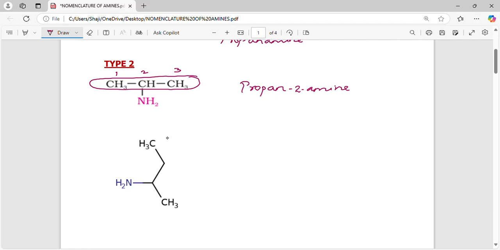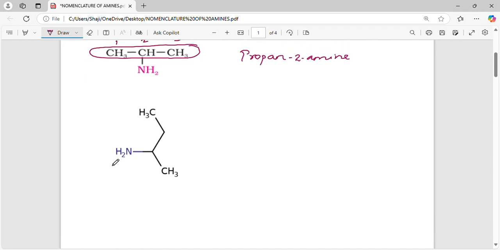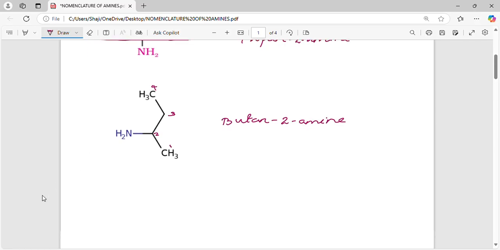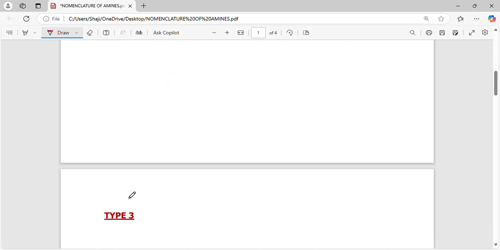One more example under the same type. Whenever we start numbering the carbon atoms, make sure that the carbon attached to the amino group gets the lower number. Here this is 1, this is 2, this is 3, and here is the fourth carbon. Since four carbon atoms are there, it is butane because all are single bonds. Then in the second position, amine, so butan-2-amine. So that is type number 2.